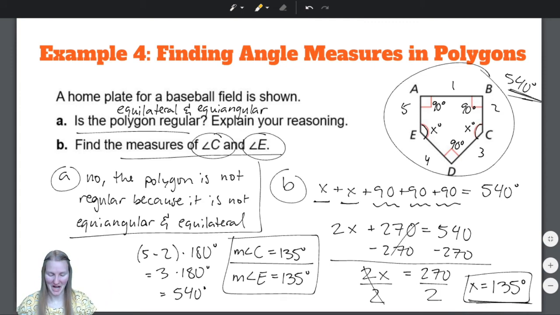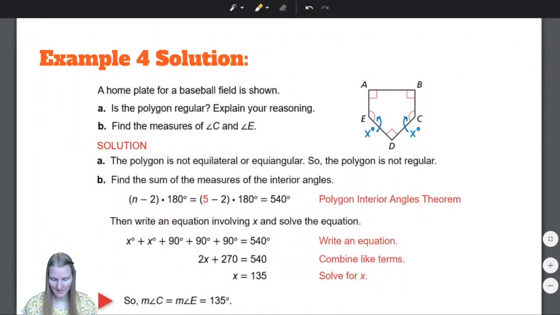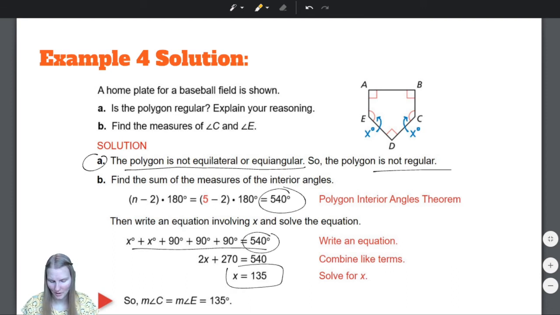Let's go ahead and check and make sure that we were correct. N minus 2, part A. Polygon is not equilateral or equiangular, so not regular. Sum of the measures of the interior angles is 540. X plus x equals 540. Measure of angle C equals the measure of angle E, which equals 135. We were right. Oh yeah.